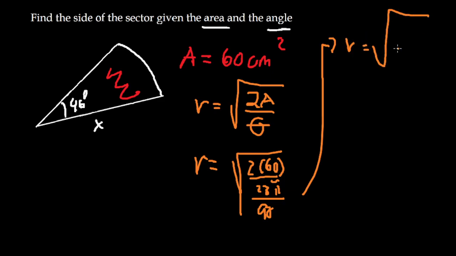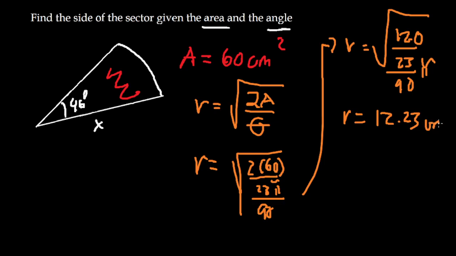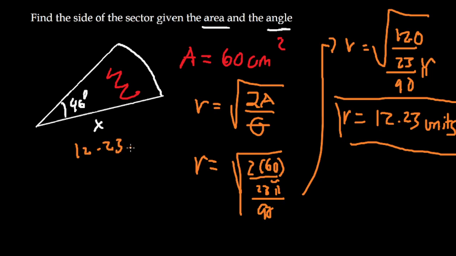R is equal to 120 over 23 over 90 pi. So R is equal to, take out your calculators, 120 divided by 23 over 90 pi. R is equal to 12.23 units. So this side is 12.23 units long.